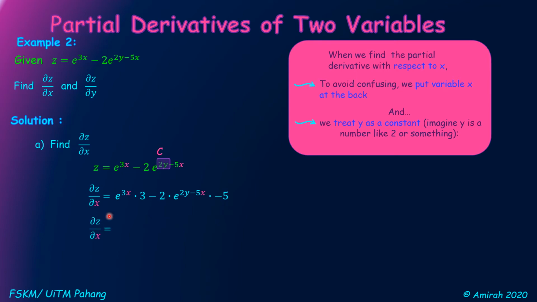After that, we can simplify. So del z over del x equals, we can move the constant in front, so 3 e to the power of 3x. And then this is a multiplication operation, so we can multiply negative 5 and negative 2 here. So we get positive 10 and then e to the power of 2y minus 5x. This is the final answer when we differentiate the partial derivative del z over del x, which means partial derivative with respect to x.